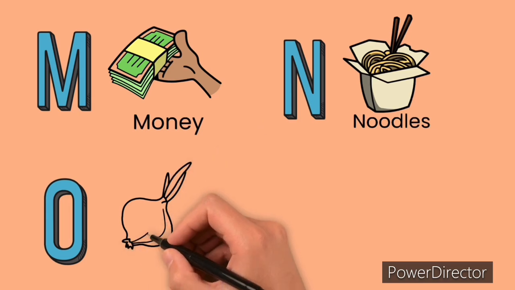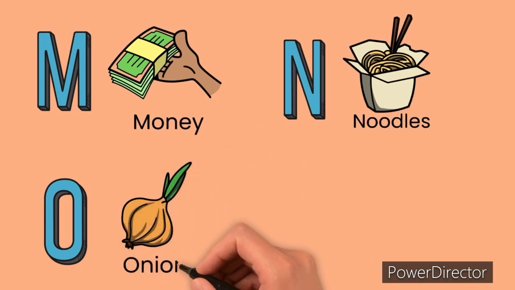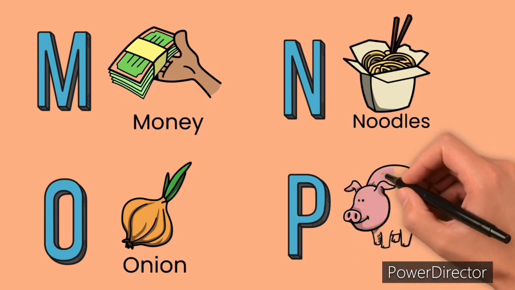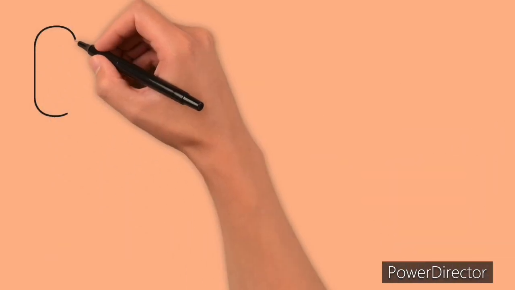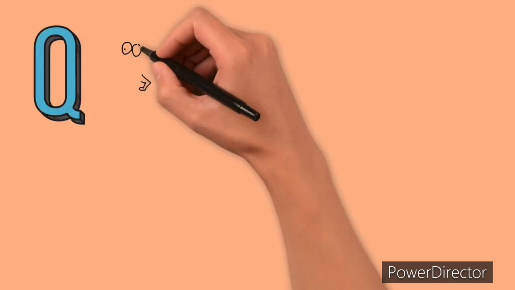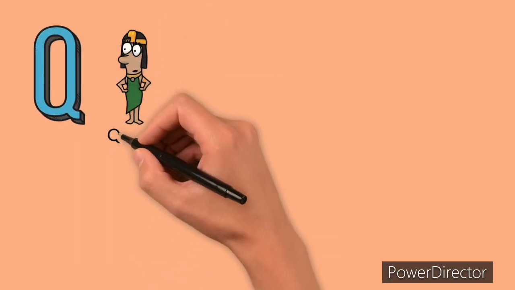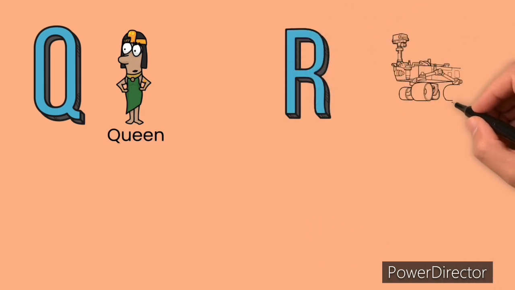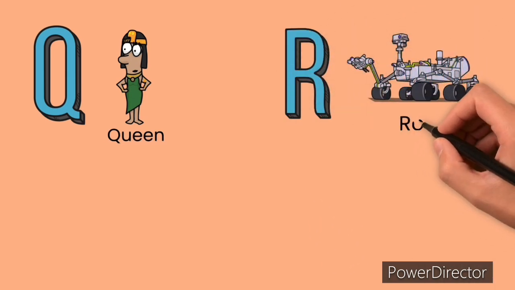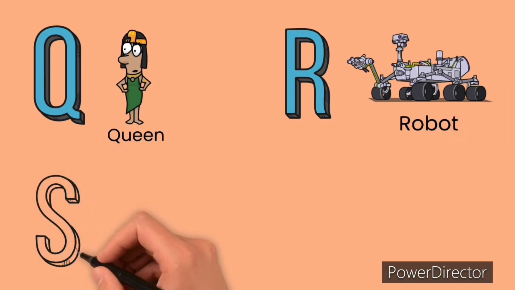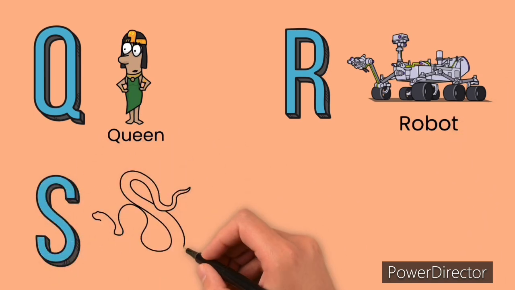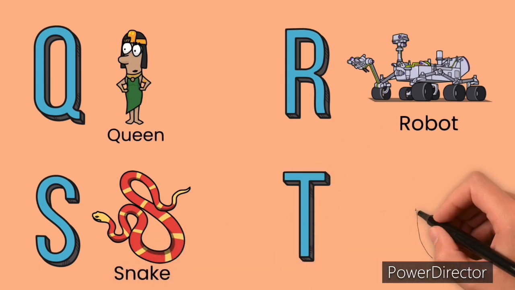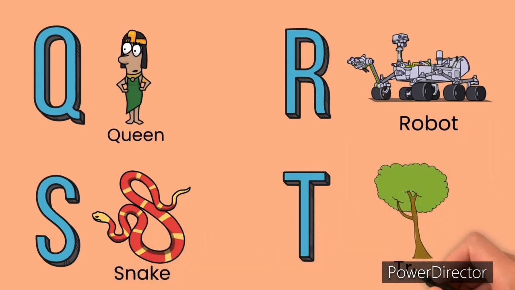P is for pig, pig. Q is for queen, queen. R is for robot, robot. S is for snake, snake. T is for tree, tree.